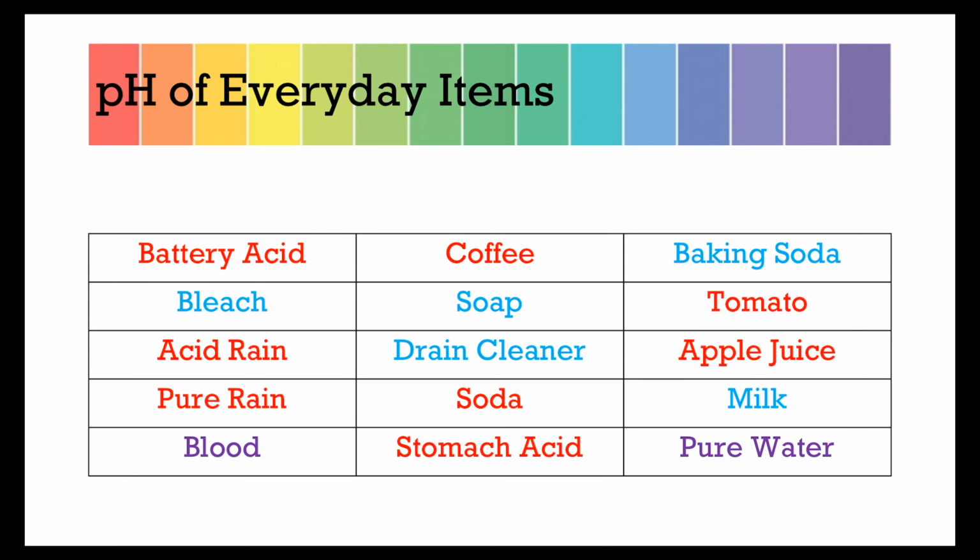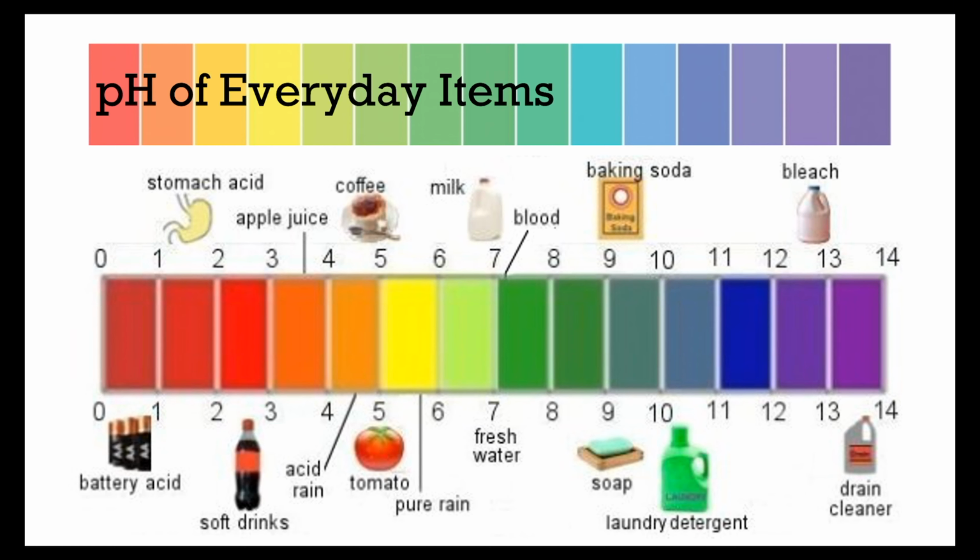Everything in blue is a base, so bleach, soap, drain cleaner, baking soda, milk. All of those are on the basic side of things. And then the two things in purple, blood and pure water, those are pretty much neutral. And then if you were to put this on a scale, your most acidic thing is your battery acid, and it moves down, and drain cleaner is the most basic. So this is interesting to see where things lay on a pH scale.